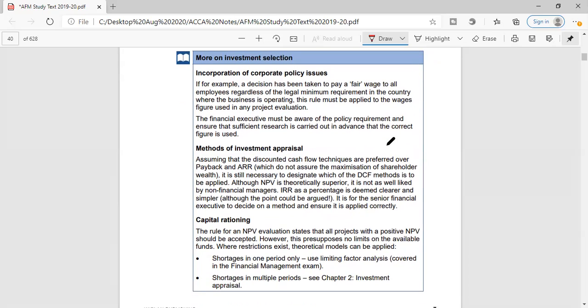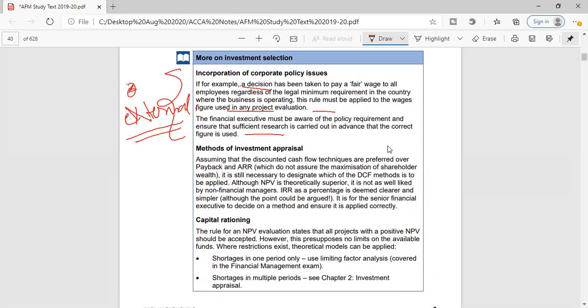More on investment selections. There are some further information in the boxes. Incorporation of corporate policy issues. So the corporate policy should be fair to everyone, including the vendors and suppliers. They are extended part of your organization. So the policy should be fair to even external parties, right? Vendor suppliers are considered external parties.